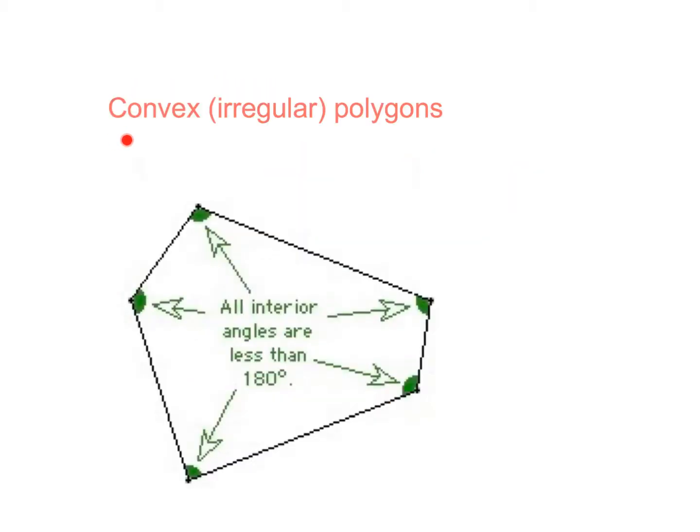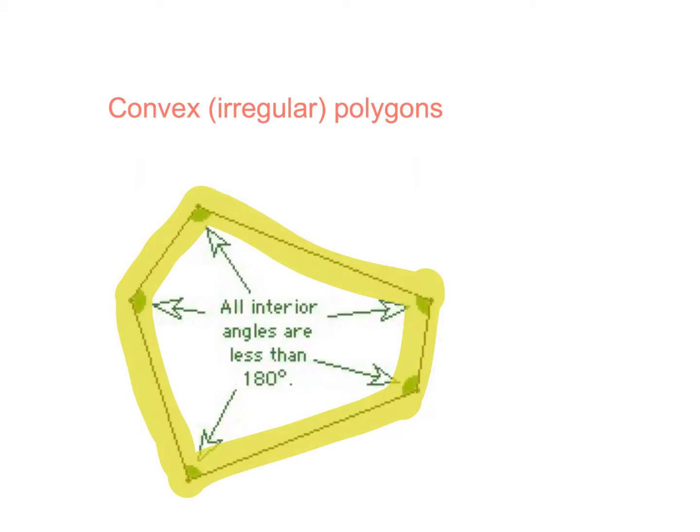Right, well, the next shape we can look at is what we call convex or irregular shaped polygons. As you can see, this shape has 1, 2, 3, 4, 5 sides to it. Therefore it is a pentagon, okay? But it is an irregular or a convex pentagon.